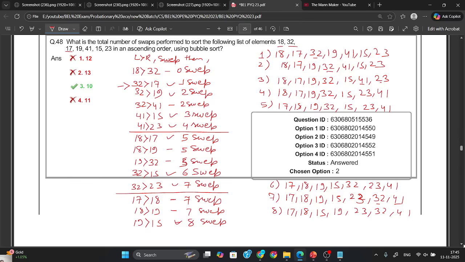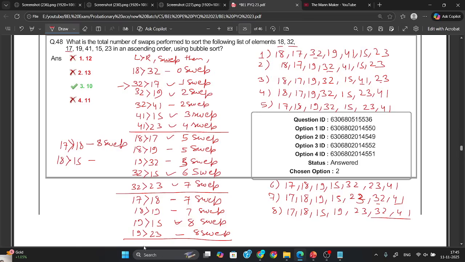Okay, now we have to compare 19 and 23. So 19 and 23 it is not okay, so we have to stay in 8 swap. Okay, now here it is all satisfied already, so again we have to start from 17. So 17 compare with 18, same, 17 and 18 it is not satisfying, so we have to stay in 8 swap. Okay, then again we have to compare 18 and 15.